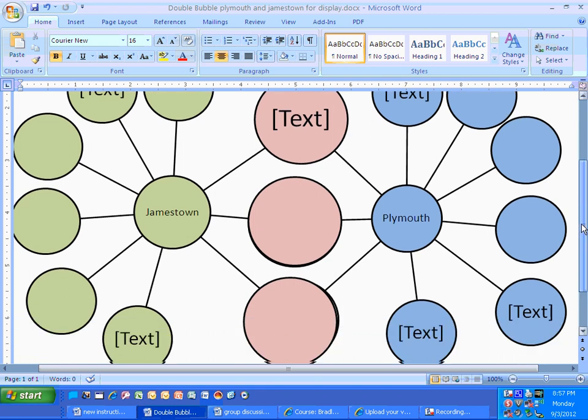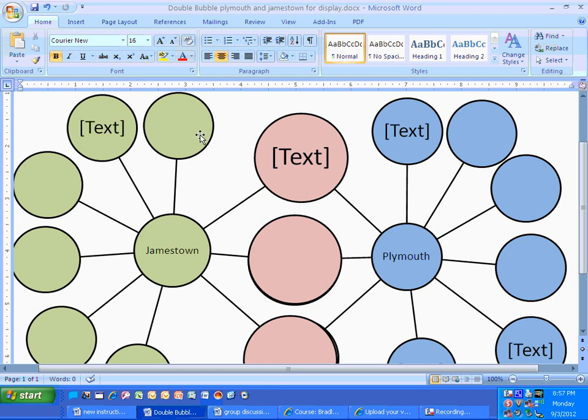What I would do to make sure that my bubbles correspond is I would put 1, 1, 2, 2, 3, 3. I would just number these so that they correspond on both sides. I do want to say that if you find yourself in a situation where you have to add more bubbles, that's absolutely fine. You can add them, but if you add one here on Jamestown, you have to add it here on Plymouth. And then, of course, you can add them in the center if you need to.